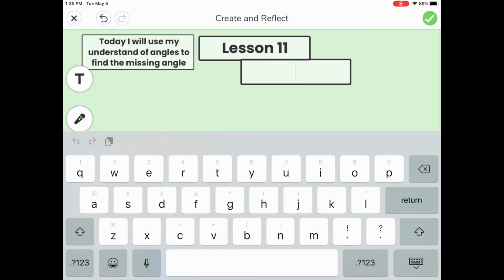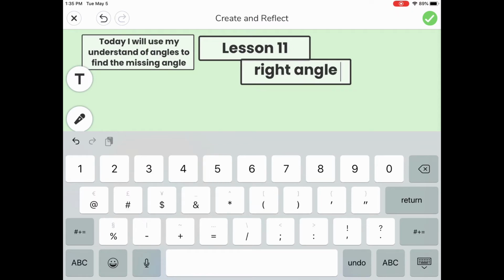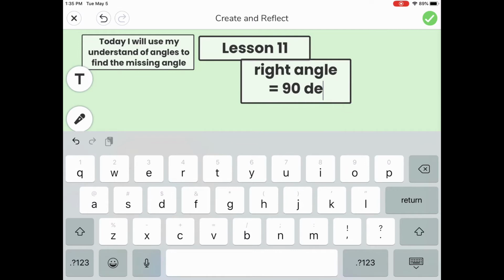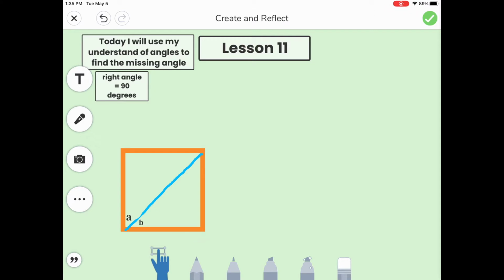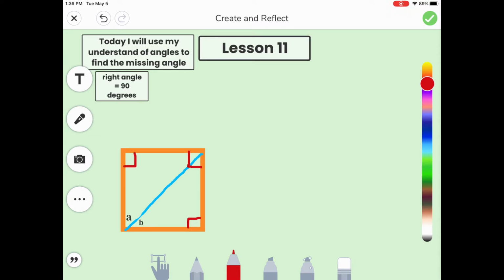I recently learned that a right angle equals 90 degrees. A right angle is an angle that would make a box. Looking at the picture below with the square, this would be a right angle. This would be a right angle. A and B together would be a right angle. This would be a right angle.